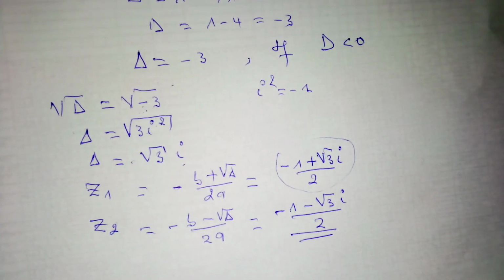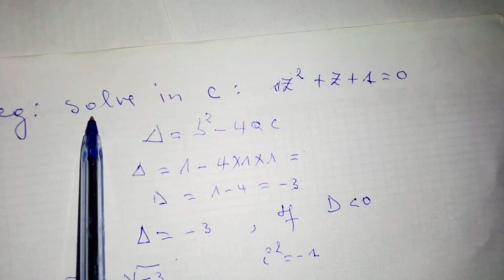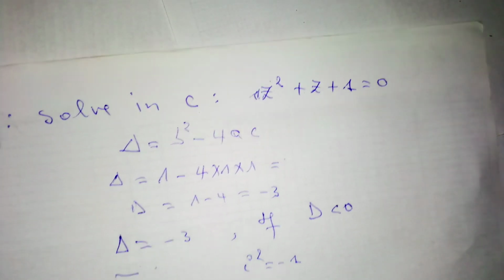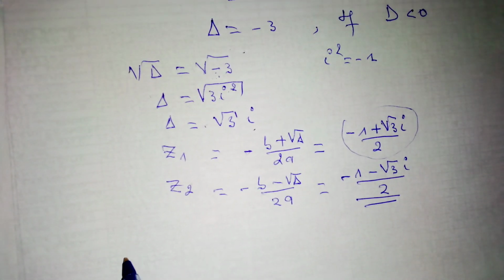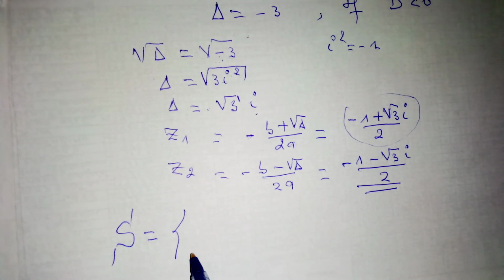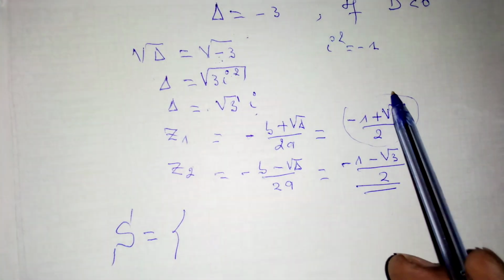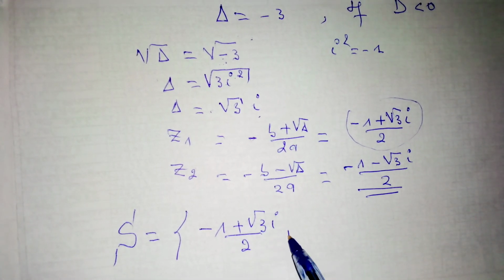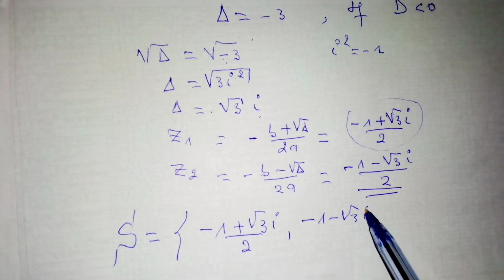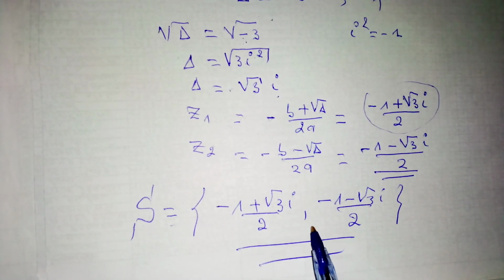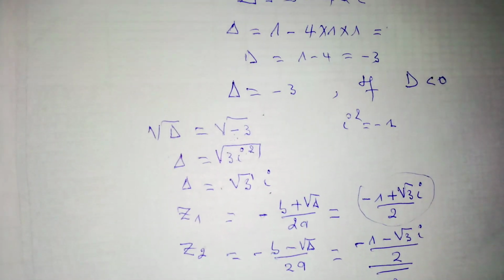And because the question was to solve, it means we need to find the numbers z that can satisfy our given equation, so we need to write the solution. The solution for our equation will be z1 and z2. You can see that z1 is minus 1 plus root of 3i over 2, and minus 1 minus root of 3i over 2. This will be the solution of our complex equation.